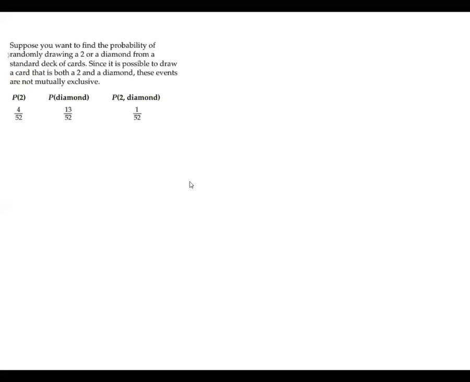So the probability of rolling a 2 or picking a 2 is 4 out of 52. The probability of picking a diamond is 13 out of 52. Now, remember, we're just picking one card, and we want to know what are the chances it's either a 2 or a diamond, okay? But something else can happen. You could pick a card that's a 2, you could pick a card that's a diamond, or you could pick the one card that is a 2 and a diamond.